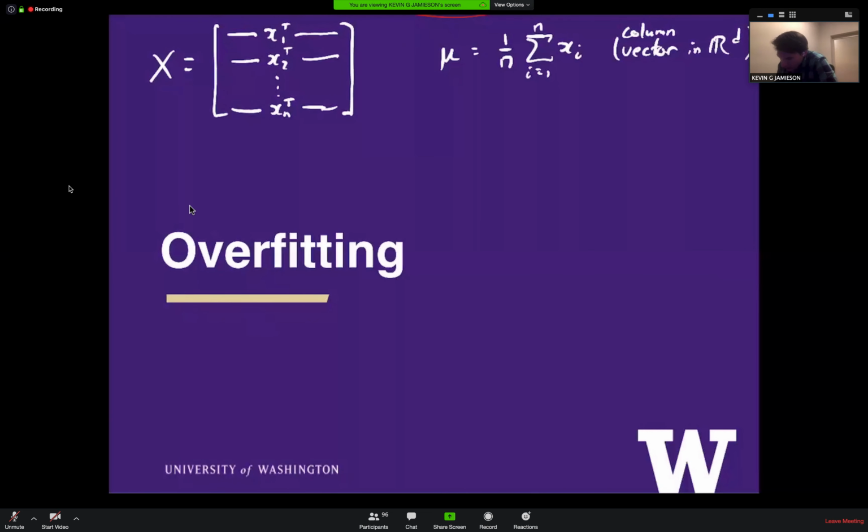And then you could also compute the standard deviation. So you could compute sigma squared equal to 1 over n minus 1.